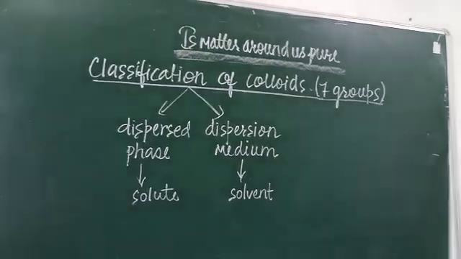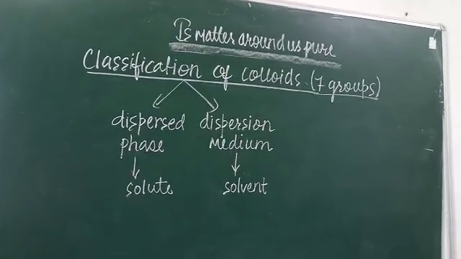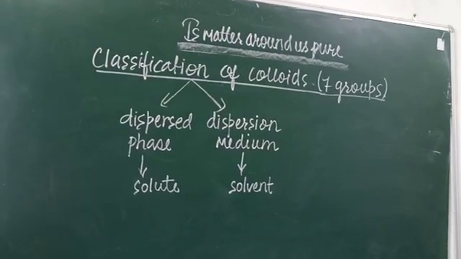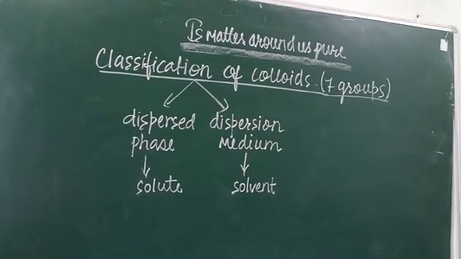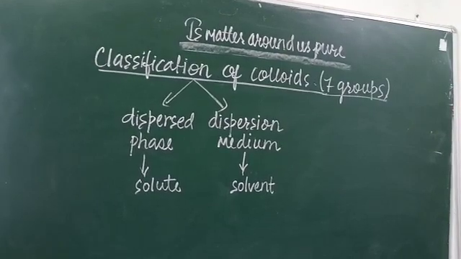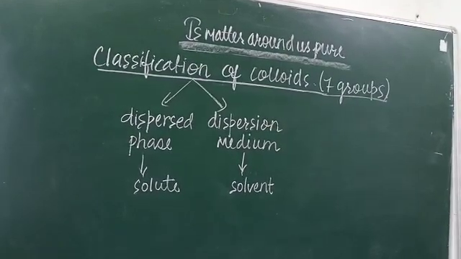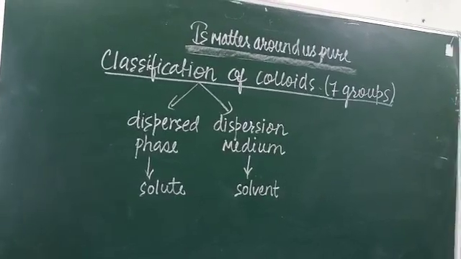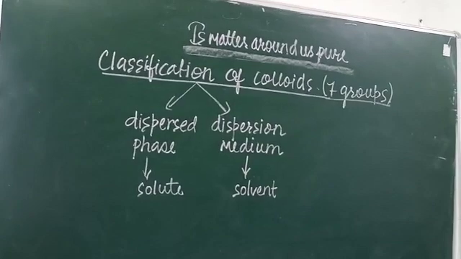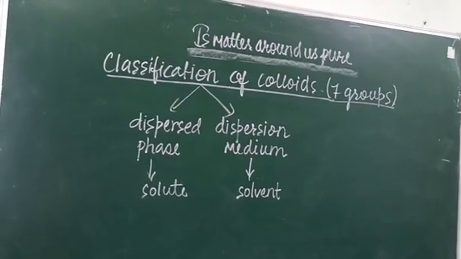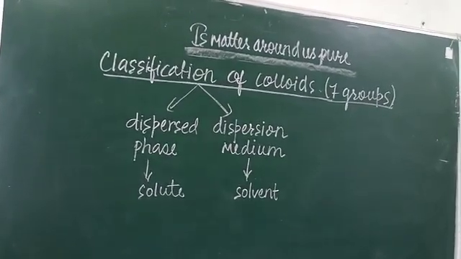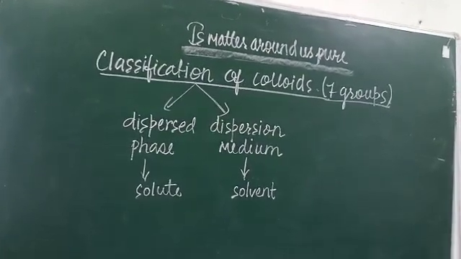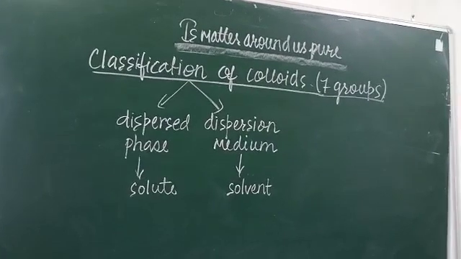Now the next topic is classification of colloids. Colloids do not involve only solid and liquid states; they may also involve the gaseous state. Colloids are classified according to the physical state of the dispersed phase, where the dispersed phase is the solute and the dispersion medium is the solvent. Most colloids are classified into the following 7 groups. Let's see them one by one.